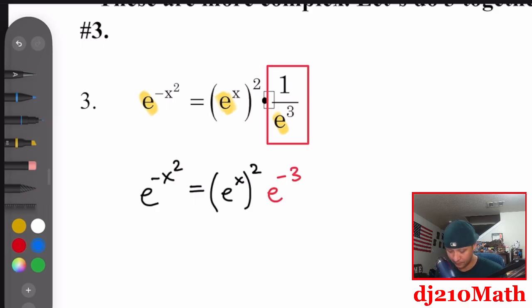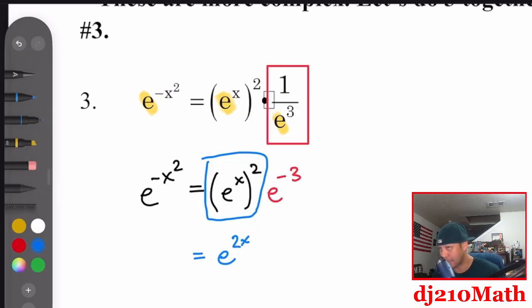Now, this middle piece, e^(x squared). x is a power, 2 is a power. Power raised to a power, you multiply. So this is going to be e to the 2 times x, which is just 2x. I could put x times 2, but it just looks crazy when you do it that way. Negative 3, and then e to the negative x squared. It's getting better, believe it or not.